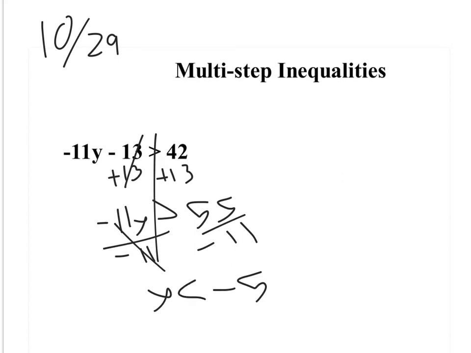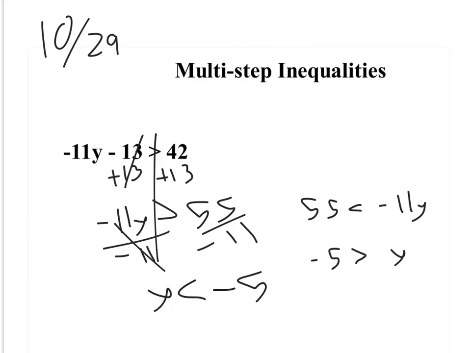Now, I just want to address, the book, especially when it does the set builder notation, always has the variable on the left. So sometimes, let's say your variable is on the right, it would just look like this, 55 is less than negative 11y, right? And when I solved, this is what I got, negative 5 is greater than y. Okay, so you flip the sides, and you flip the sign to get this.